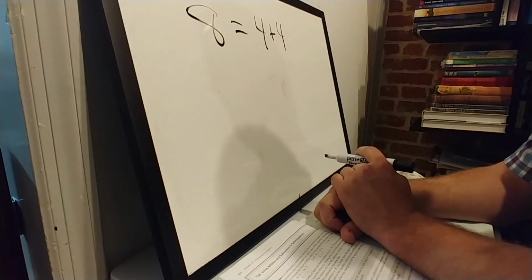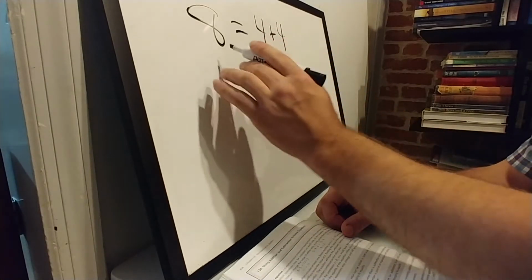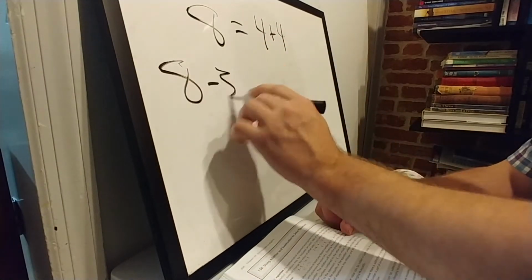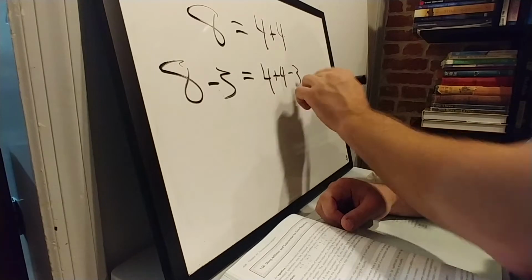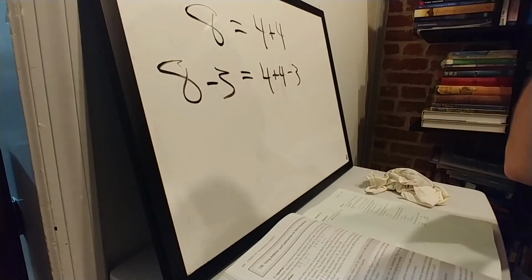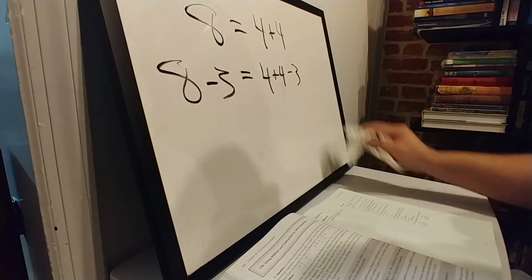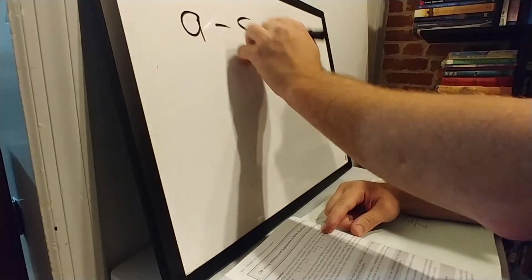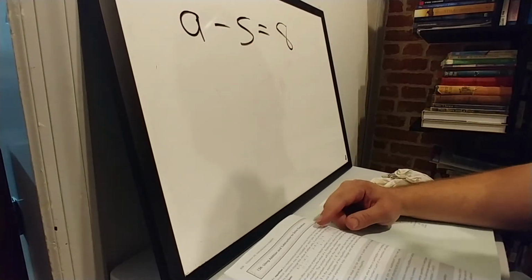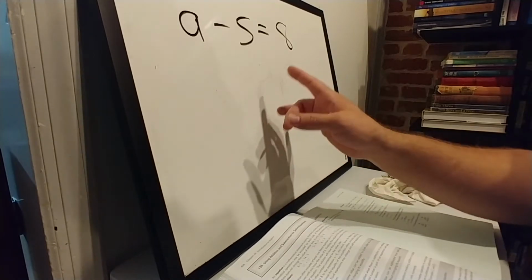So if you were going to subtract anything from 8, if you say 8 minus 3 equals, you have to say 4 plus 4 minus 3, all right? Because that's the only way it's going to stay equal, if you subtract it from both of them. So today they're going to show you how, if you have something like this, a minus 5 equals 8, if you do the same thing to both sides, you can figure out what a is.